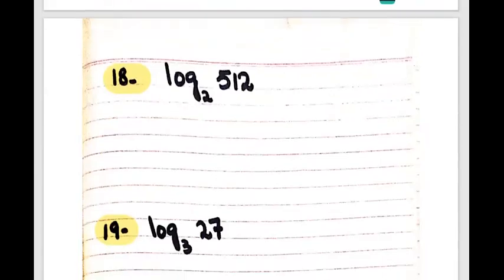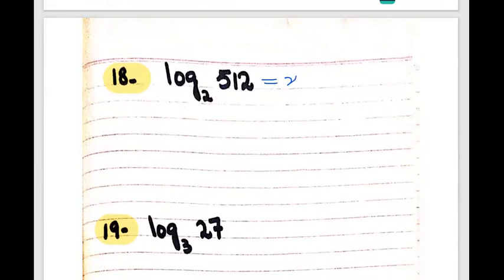Now we solve the other question. We have to evaluate the value of this expression. So let this value be x, and to find this x, we'll convert this equation into exponential form, which is 2 raised to power x is 512. Now we factorize this value. We make the factors.